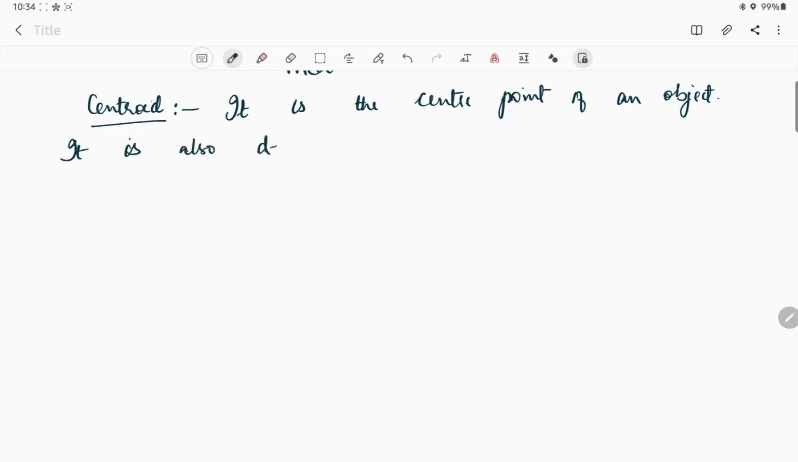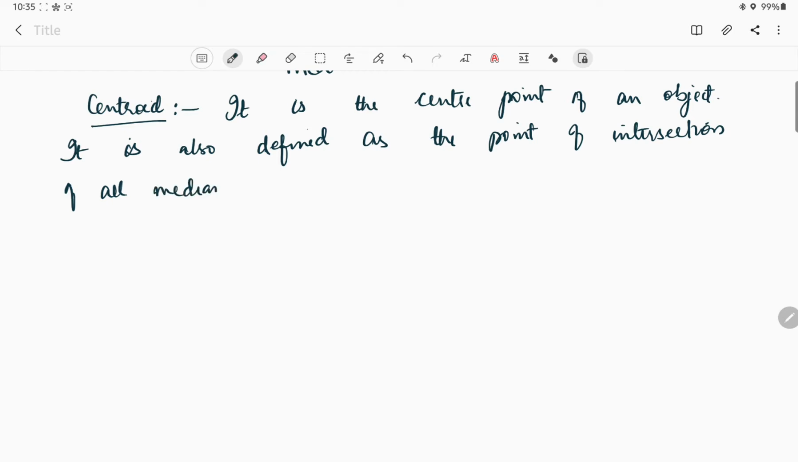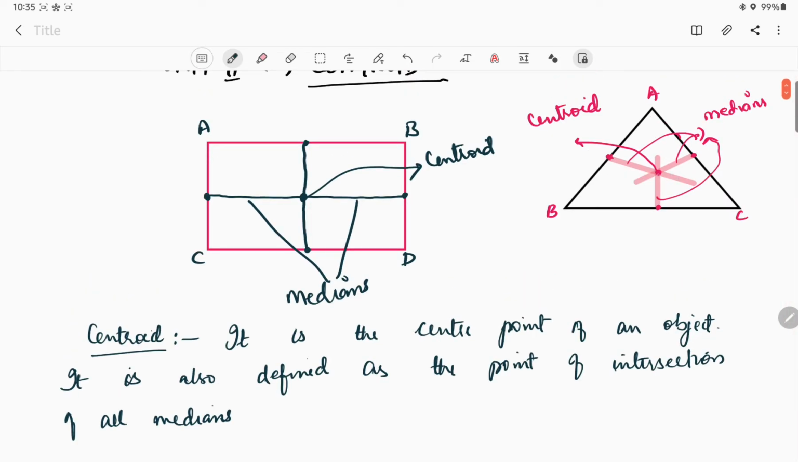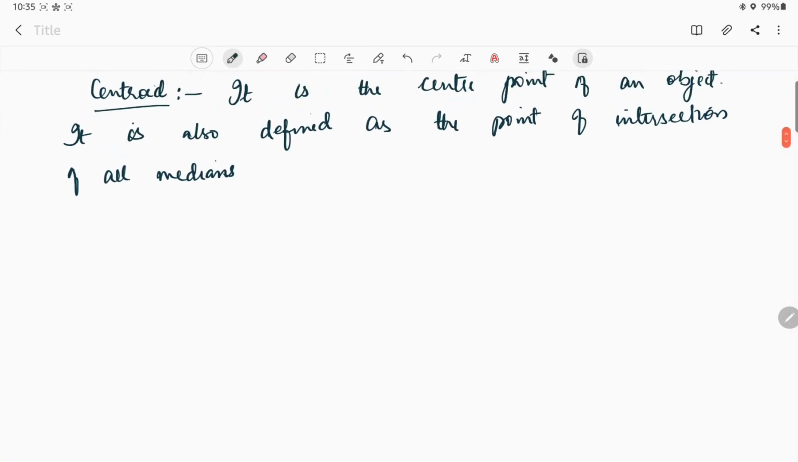One more definition of centroid is that it is also defined as the point of intersection of all medians, as I have just shown you. This is one median, and these are all medians. So the point of intersection of the medians is nothing but your centroid.